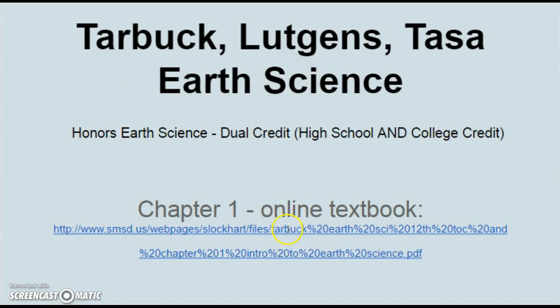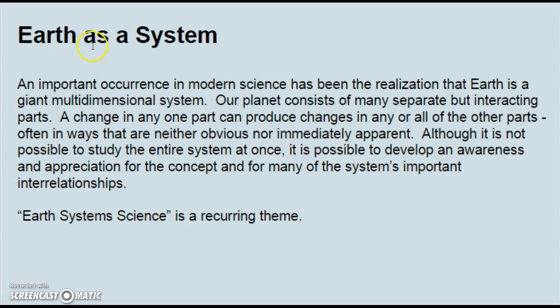Here's an online textbook. You can click on this link, and you will see that we are going to be using the term Earth as a system, Earth system science. This is going to be a recurring theme in this class. An important occurrence in modern science has been the realization that Earth is a giant multi-dimensional system. Our planet consists of many separate but interacting parts. A change in any one part produces changes in any or all the other parts that can be neither obvious or immediately apparent. Although it is not possible to study the entire system at once, it is possible to develop an awareness and appreciation for the concept and for many of the system's important interrelationships.